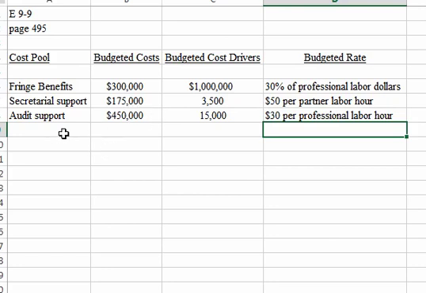And then what's driving the audit support cost? Well, how many professional labor hours are we logging in? And they think those are the best connectors, if that makes sense.